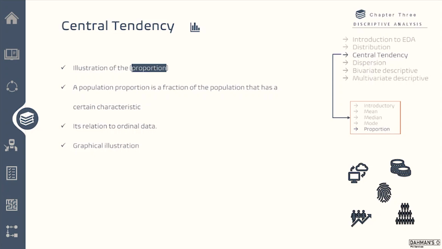Hi, welcome back. So we are in chapter 3, in the section on central tendency, to discuss the last measure of central tendency, and that is the proportion. Let's go ahead and have a visual presentation on that.